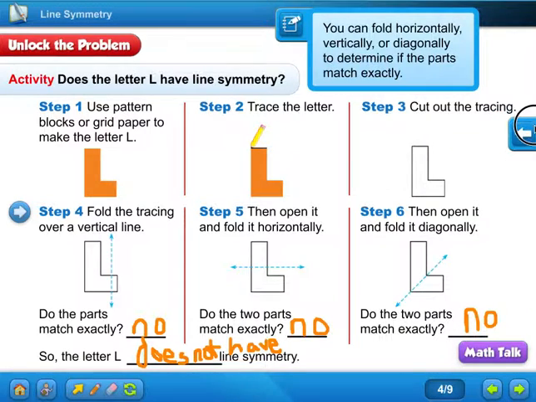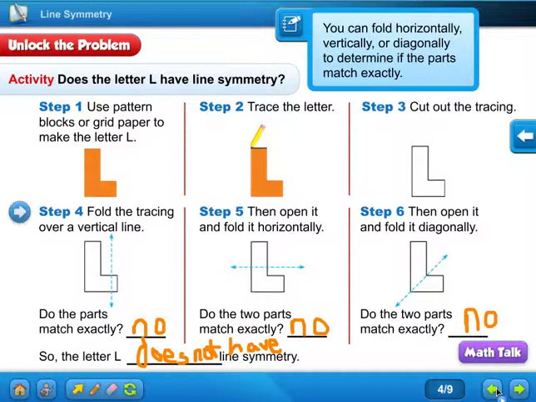This right here are the steps. So get the pattern blocks. If you're doing this at home and you don't have pattern blocks, you can just trace the L. You can cut it. You need to cut out your tracing, fold it over vertically, then you're going to open it up, fold it horizontally, open it up, and fold it diagonally.